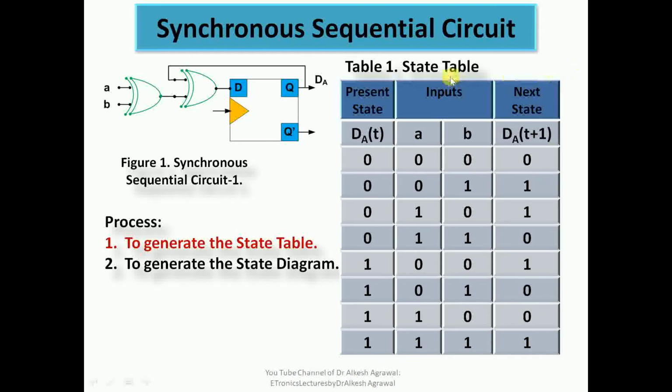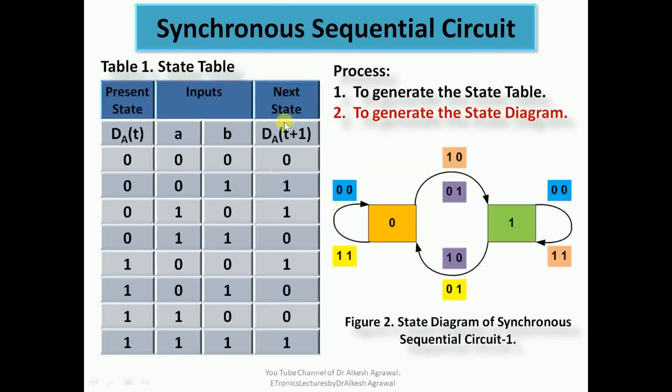So like this we made a state table, and now on the basis of the state table we will generate a state diagram. So here the external inputs are A and B. Here again I have also shown the state table, and on the basis of the state table we'll see how to generate a state diagram.